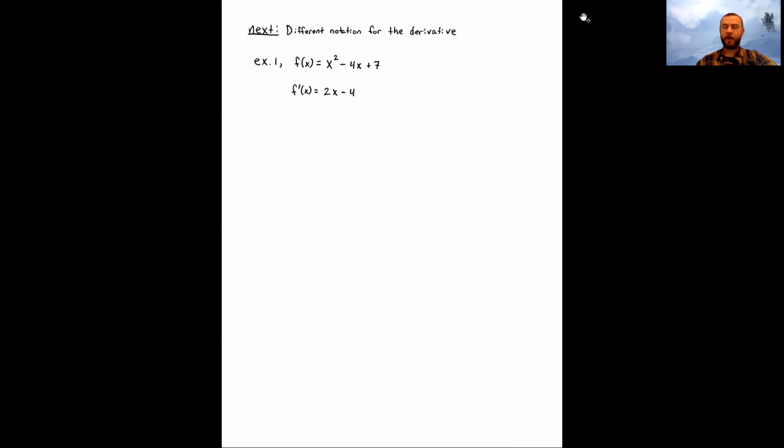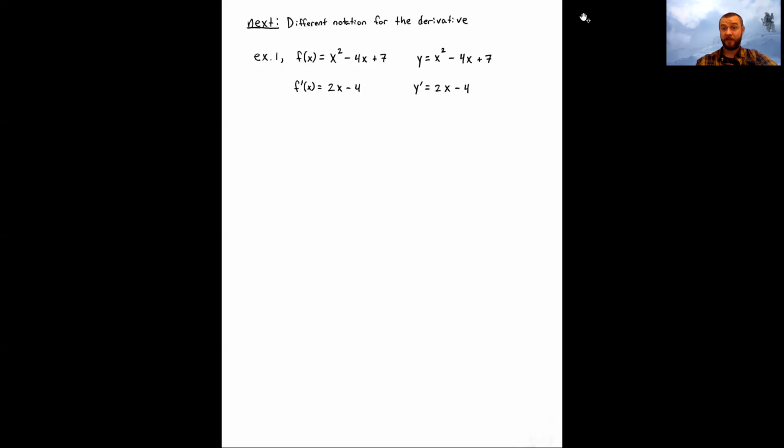All right, so again, let's think back to example 1. We had f of x defined as x squared minus 4x plus 7. We used the limit definition of the derivative to calculate f prime of x to be 2x minus 4. That's the end result of example 1. Well, we can rewrite our function. Instead of writing it in function notation f of x, we can also write it as y equals. That's usually the more standard notation.